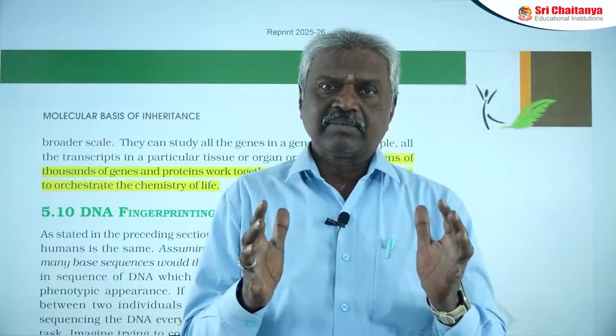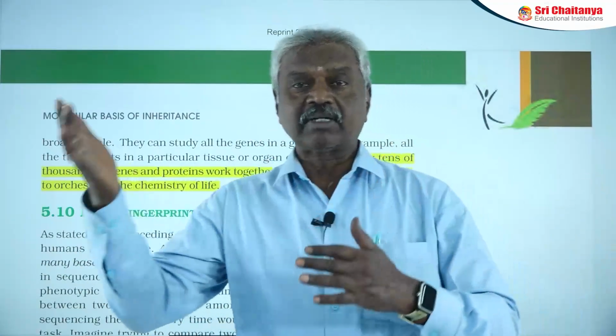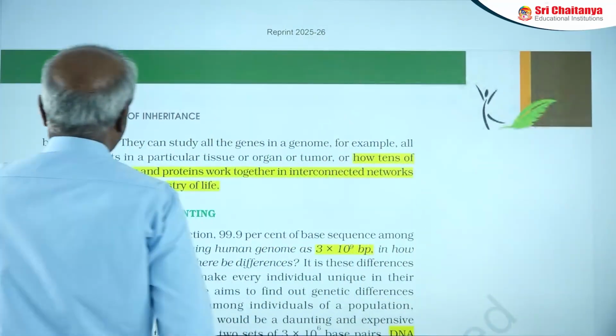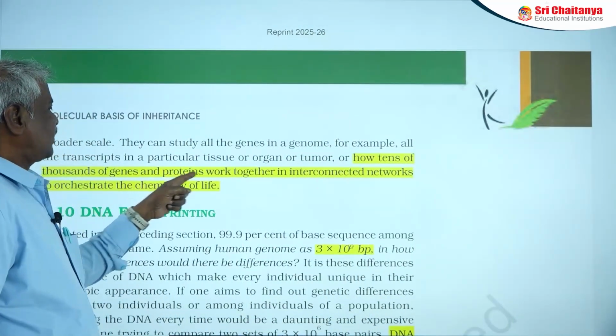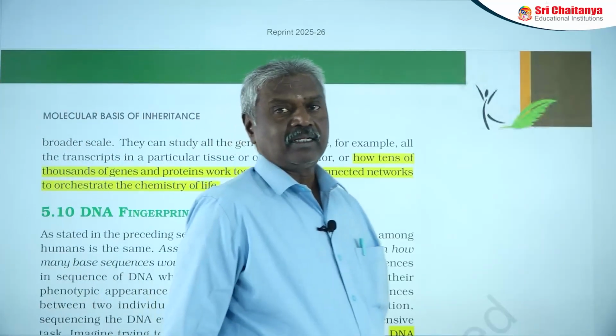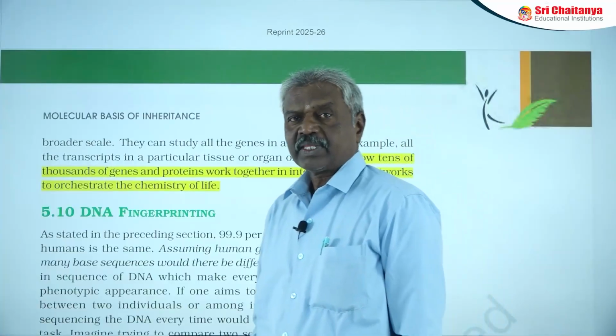All reactions occur at a time. But understanding them, the influence of one reaction on the other reaction, we could not estimate, but now it is possible. Thousands of genes and proteins work together to orchestrate the chemistry of life.